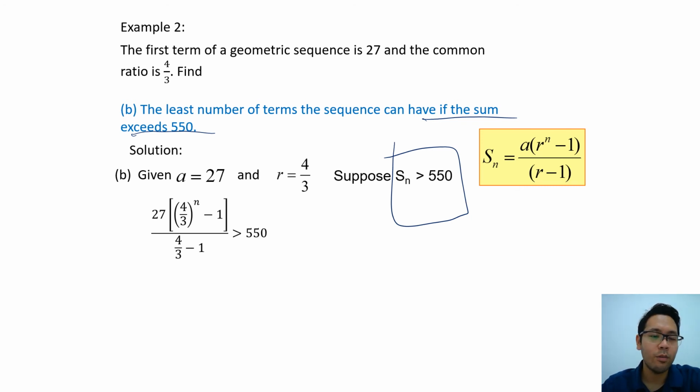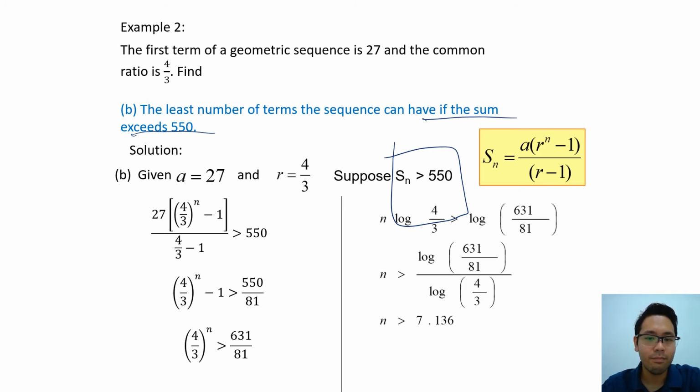So just plug into the formula and solve it, and you find n. You can use power, you can use log, or you can figure out that this one is harder. You can use the normal way, so use log on both sides and try to solve it from there. So you get n is more than 7.136, but n must be a whole number.